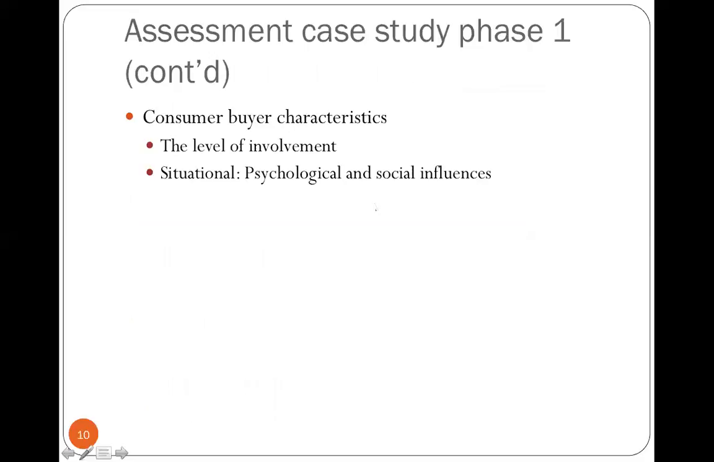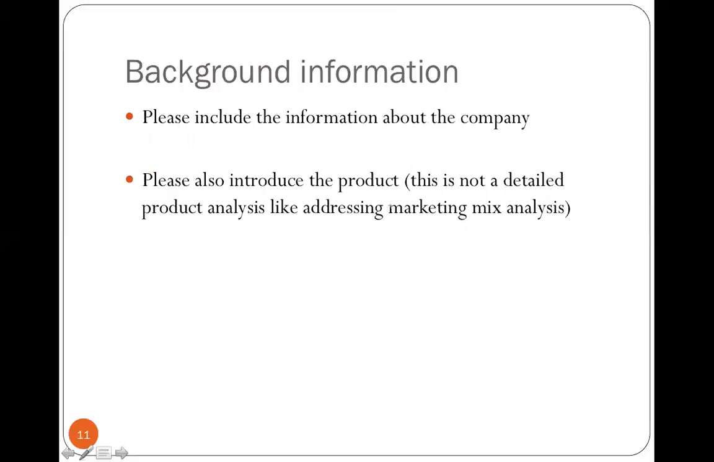And the last bit that we need to include is the consumer buyer characteristics. We need to explain the level of involvement and the situational, right? That includes psychological and social influences. Okay. So these are the factors affecting consumers when they make decision buying the product. Okay. Now let's have a look at the first one: background information.